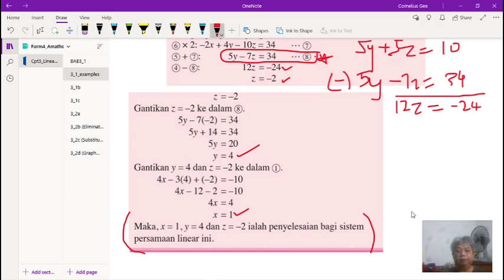So this solve the equation of 3 variables using the process of penghapusan, the process of elimination. Okay. Later I will show you the process of using substitution, cara gantian.